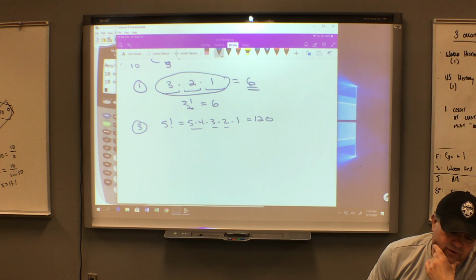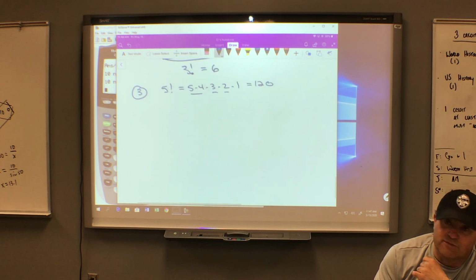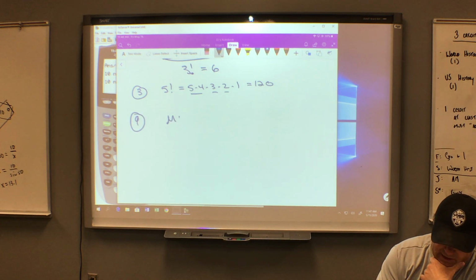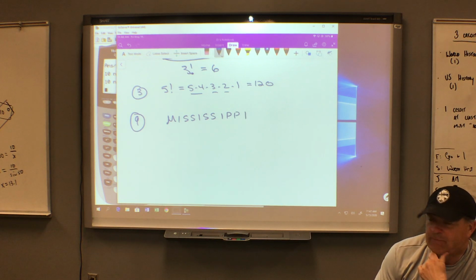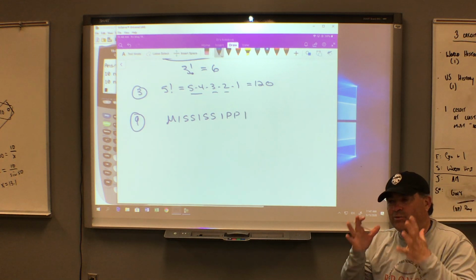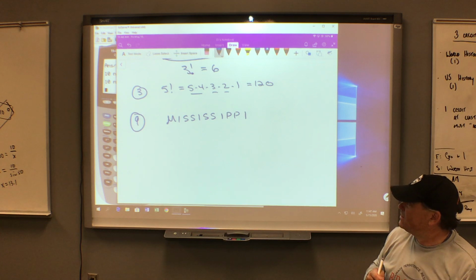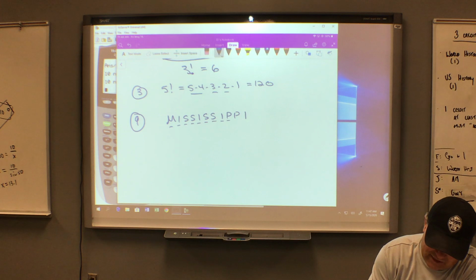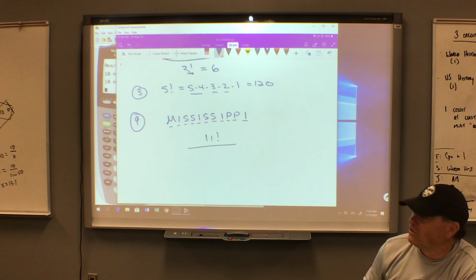All right, let's see, where do I want to go? Well, we can go to number 9. How many distinguishable 11-letter words can be formed using the letters in Mississippi? So looking down here at number 9, Mississippi. Okay, they want to know how many distinguishable or different words can I build from Mississippi. So I count 1, 2, 3, 4, 5, 6, 7, 8, 9, 10, 11. 11 factorial is the total.